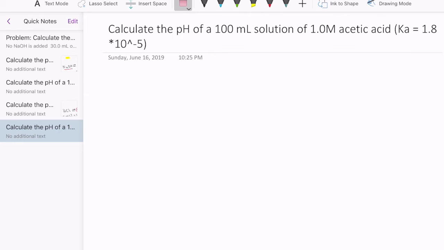So the next problem we're going to do is calculating the pH of a 100 milliliter solution of 1 molar acetic acid. Unlike the strong acid and base problems that will be done, this weak acid problem involves what we call a RICE table. A RICE table is essentially a representation of what takes place during this shift towards equilibrium. The R stands for the reaction, so we're going to write the reaction out right next to the letter R.